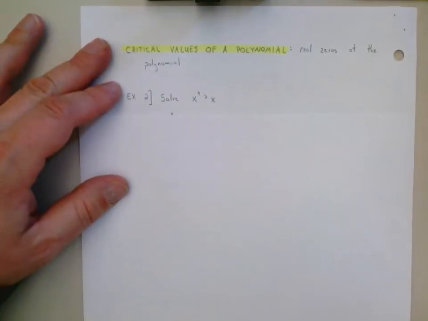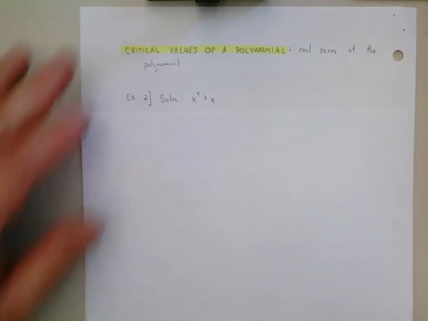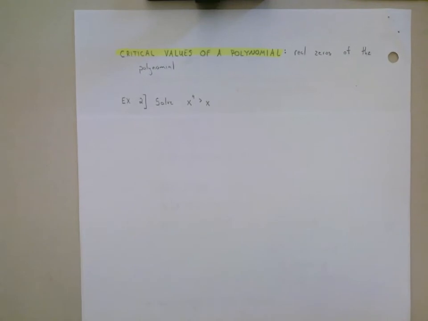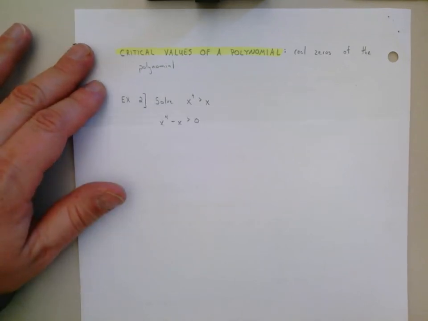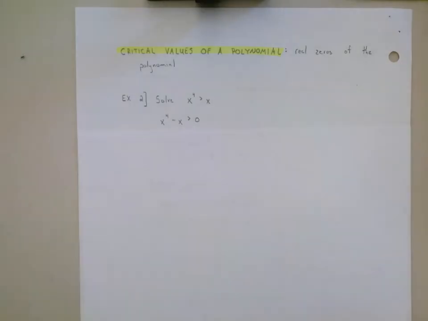The last example we're going to look at together is we are going to solve the inequality x to the fourth is greater than x. Now, because we're relying on positive and negative in our conversation, we don't want to compare x to the fourth to x. Instead, we want to subtract x from both sides of the inequality and compare x to the fourth minus x to 0. In this case, we have the strict inequality that our polynomial is greater than 0.